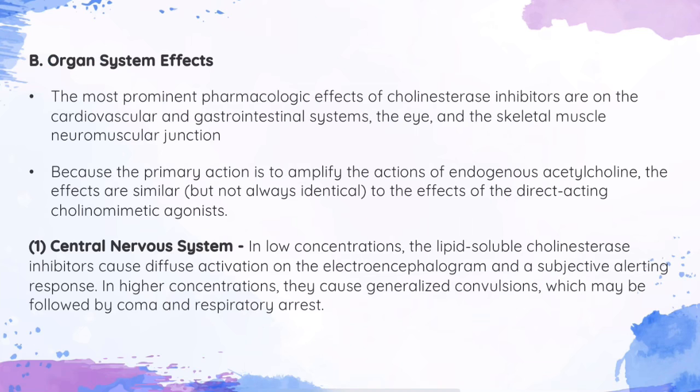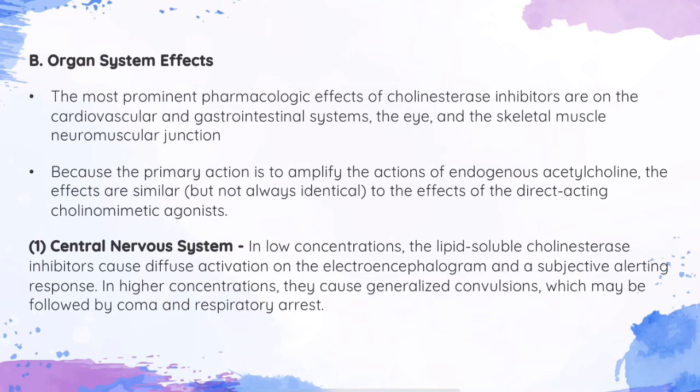So, organ system effects. The most prominent pharmacologic effects of cholinesterase inhibitors are on the cardiovascular and gastrointestinal systems, the eye, and the skeletal muscle neuromuscular junction. Because the primary action is to amplify the actions of endogenous acetylcholine, the effects are similar but not always identical to the effects of the direct-acting cholinomimetic agonists.